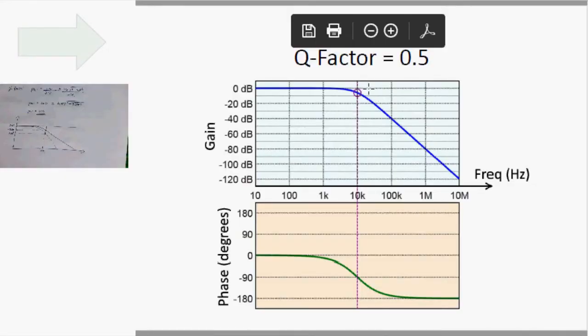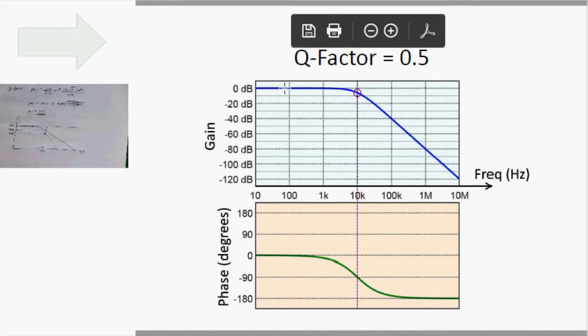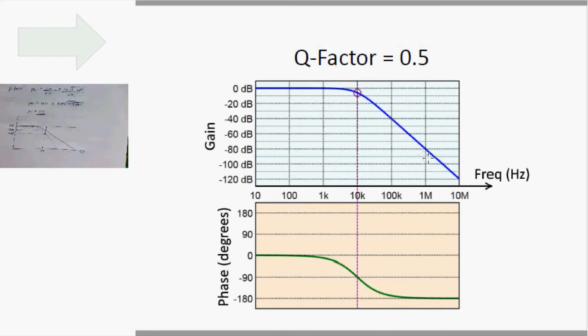Can't see it too well on this graph. The scales are a bit big, but perhaps you could just believe me that with two poles at the same frequency, the loss is 6 dB at the resonant frequency. And of course, with two poles rolling off at higher frequencies, the roll-off here is at 40 dB per decade. Both poles contributing 20 dB per decade to this roll-off.